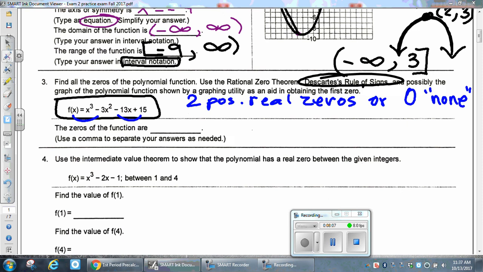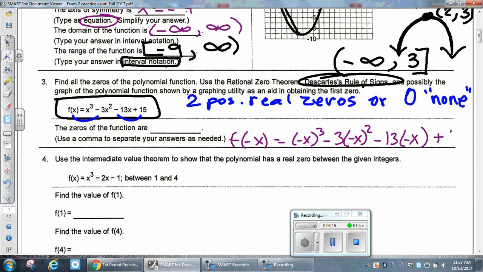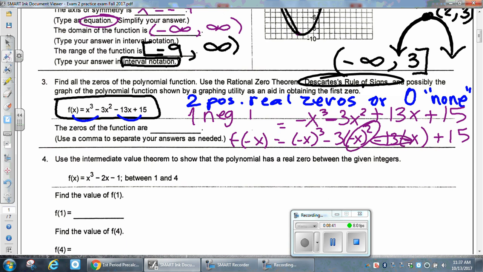Now, how do we find the negative possibility? So we need to find f of negative x. And that will be negative x to the third power minus 3 times negative x to the second power minus 13 times negative x plus 15. So this will be negative x cubed. This will be positive, but that times a negative, and then here we will get positive, and then positive. So how many sign changes do we get? Only 1. So we can have 1 negative real zero. So we put 2 positive and 1 negative, right?